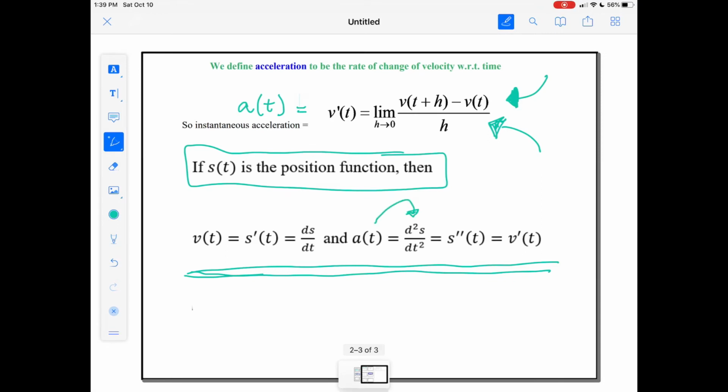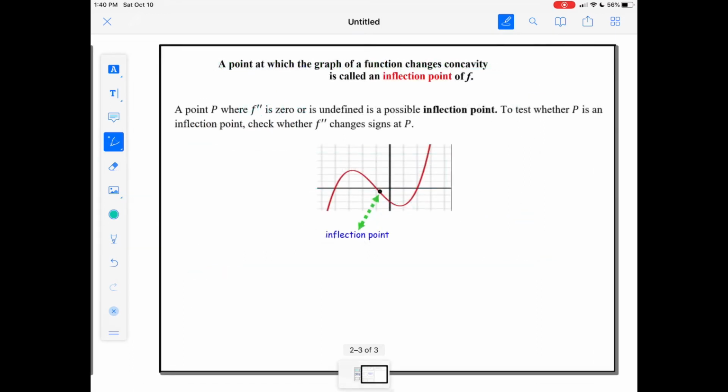So here is our Leibniz notation for acceleration. And then here it is using our position function, S double prime. And if I'm just referring to velocity, I know that acceleration would be V prime. So we have now talked about where your graph is concave up, where it's concave down, but now we're talking about this special point where your graph changes concavity.